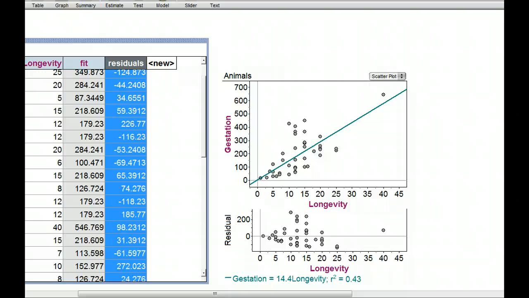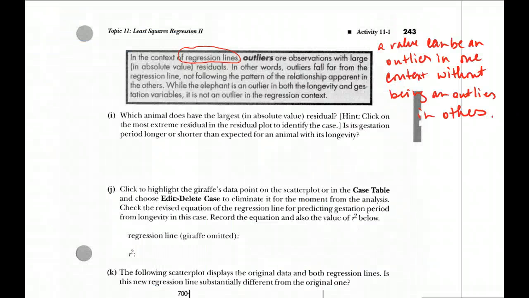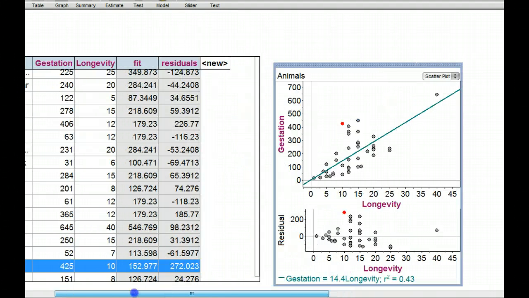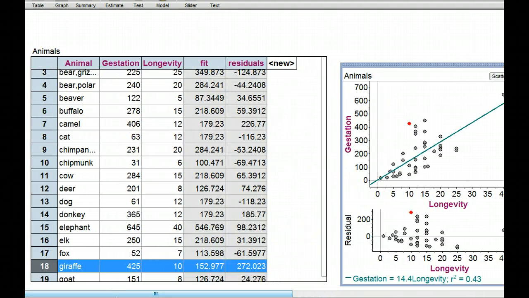The next one, letter I, says, well, okay, fine. If it's not the elephant, then which one does? Which animal does have the largest residual? Hint, click on the most extreme residual in the residual plot to identify the case. So we can do that. This is looking like the most extreme to me. And yep, lo and behold, it's the giraffe. So the giraffe has, look at the size of that residual. It's like 272. That's a huge gap.